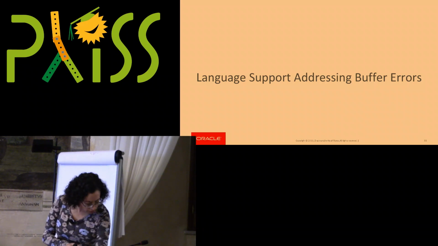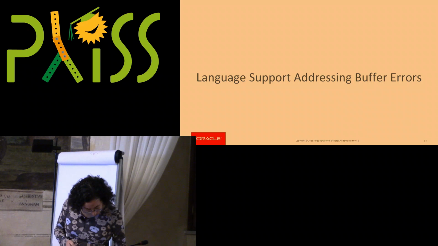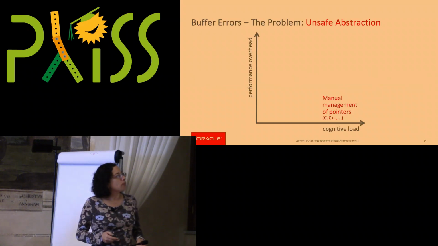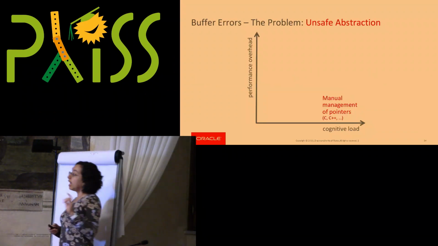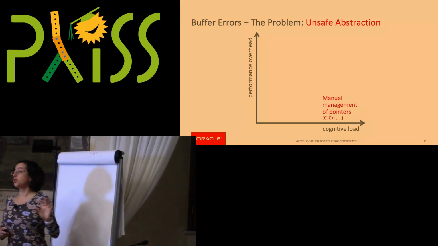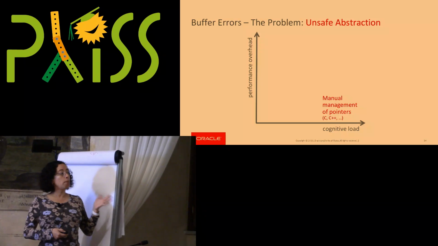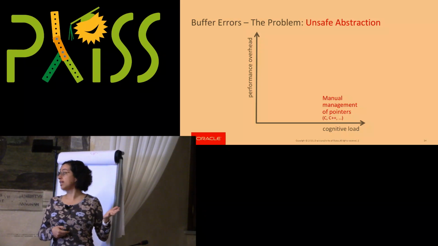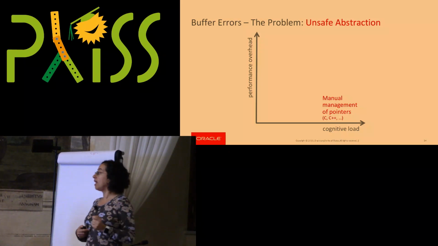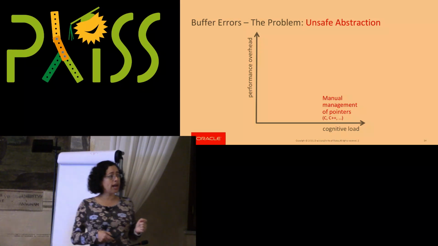So let's look into buffer overflows. With buffer overflow, the unsafe abstraction that we're all used to is the fact that we as developers have to do manual management of pointers in languages like C and C++, right? And why is that high cognitive load?